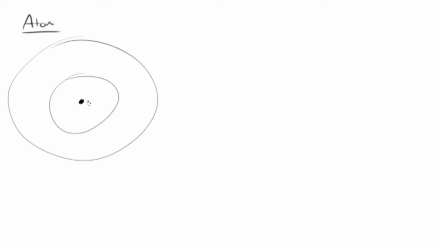And as I think you probably know, we've got a central nucleus with protons and neutrons in it. That's where most of the mass of the atom really comes from. And then we have these orbiting electrons. Okay, and they have a negative charge, negative fundamental charge.